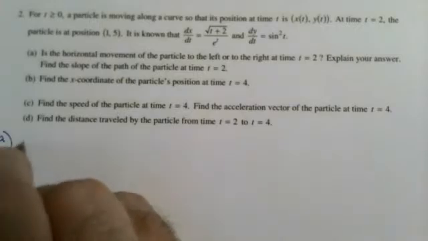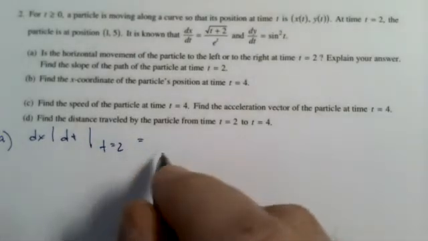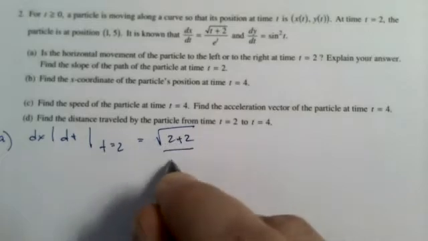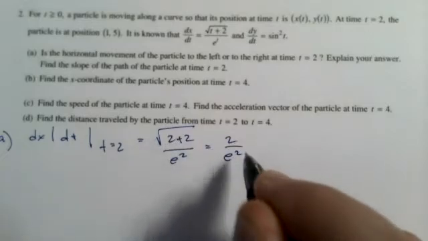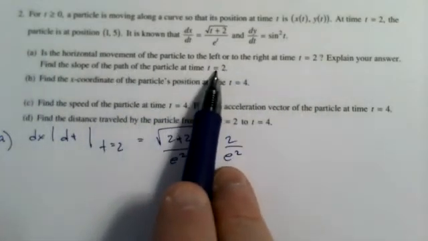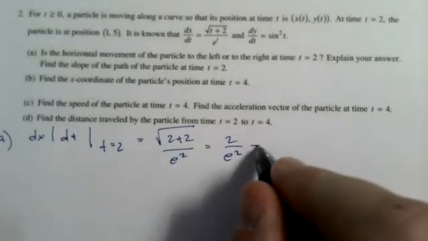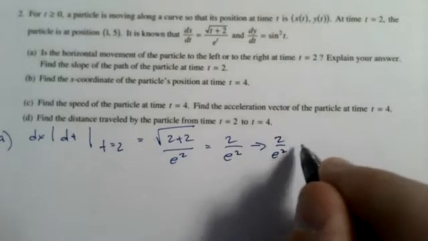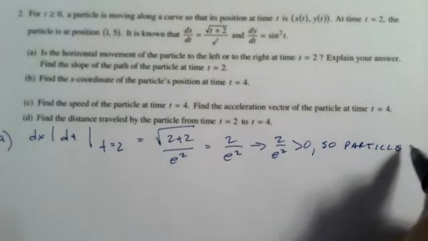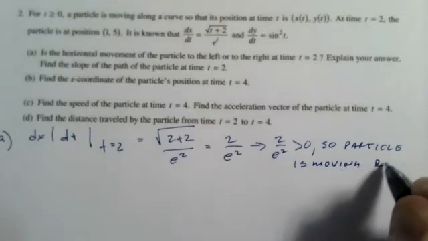So part A, dx/dt at t equals 2 is square root of 2 plus 2 over e squared, which is 2 over e squared. Is the horizontal moving particle left to right? Explain your answer. Find the slope of the path of the particle at t equals 2. This is just seeing if you can handle all the parametric and vector stuff. 2 over e squared greater than 0. So the particle is moving right.